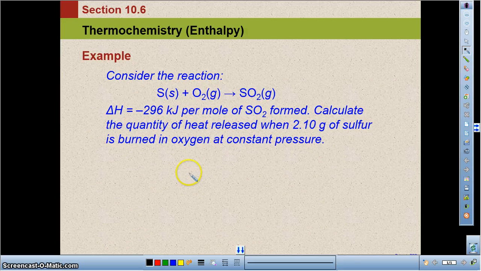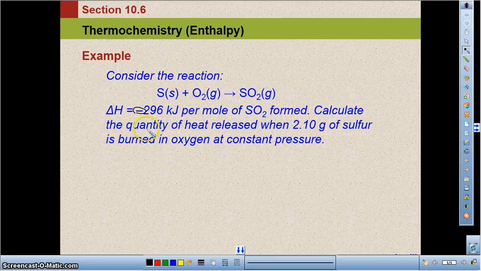Okay, this first example says to consider the reaction of sulfur, which is solid, plus oxygen gas yields sulfur dioxide in gas form. And it tells us that delta H is going to be negative 296 kilojoules per mole of sulfur dioxide that's formed. So it's a negative number. That's going to indicate to us that it's an exothermic reaction. And for every 1 mole of SO2 formed, this reaction is going to release 296 kilojoules of heat.